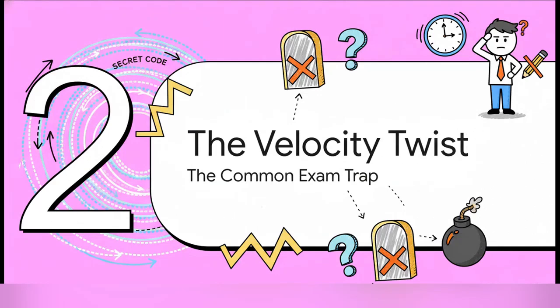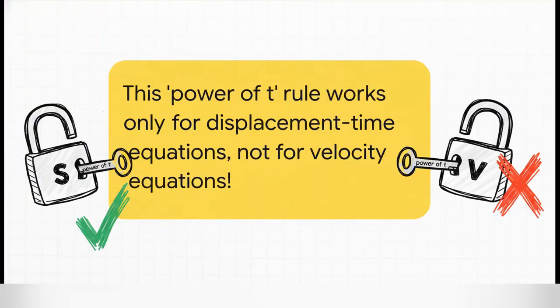Okay, you've got the secret code for displacement equations now. You're probably feeling pretty good. But hold on, because here comes the twist. And you're gonna wanna listen closely to this, because it's a pro tip that'll help you avoid a super common trap on exams. And here it is, the big warning. This power of t rule works like a charm. But, and this is a big but, it only works for displacement-time equations.